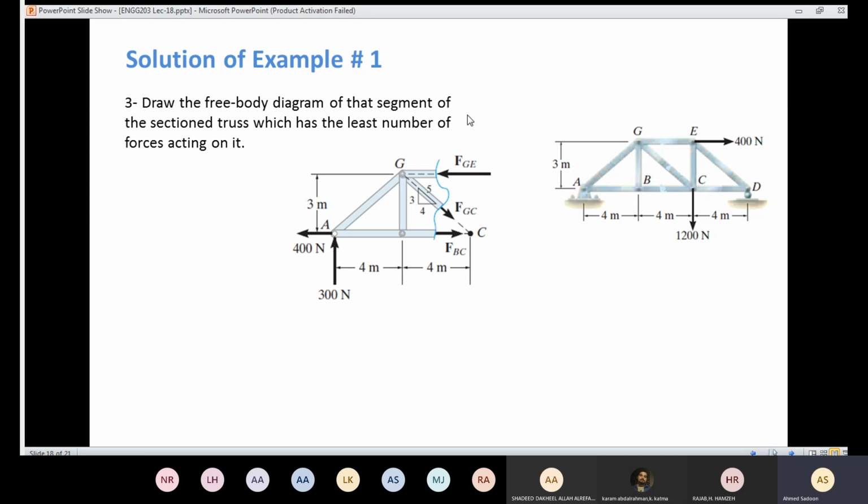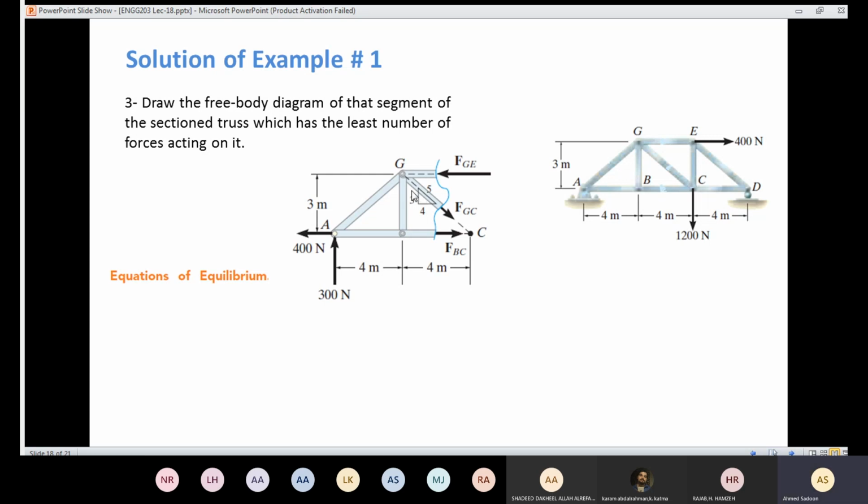Then I'm in position in order to use the equations of the equilibrium. The principle of the method of sections: since the truss is in equilibrium, that means if you are going to pass any section, any part should be in equilibrium. So now I need to use the equations of the equilibrium. Again, we need to act smartly regarding the equations of the equilibrium.